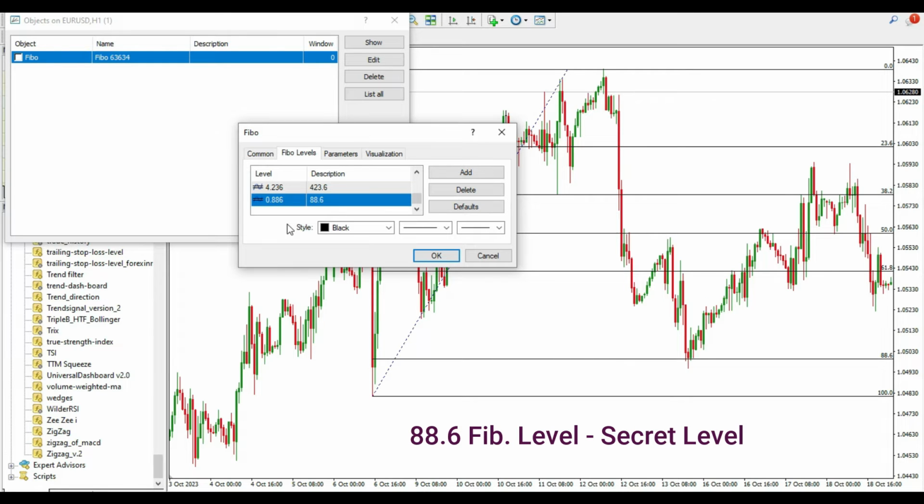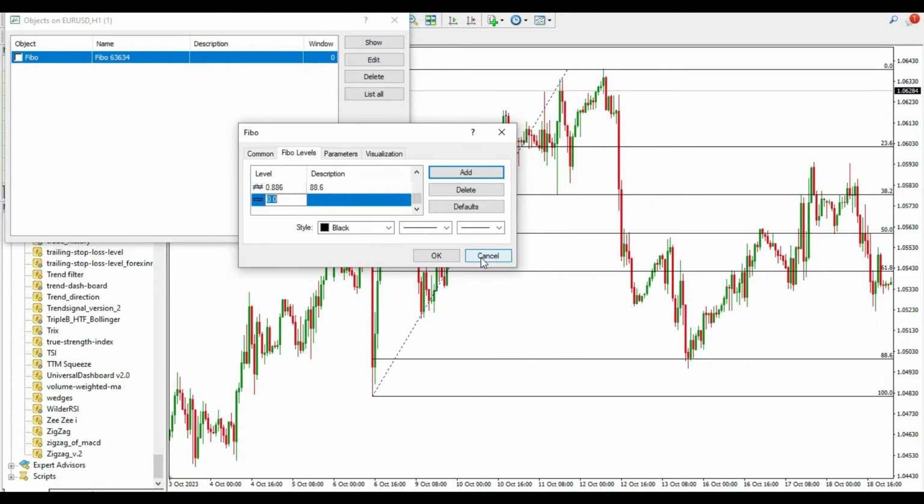This is the final level where, if the price doesn't break it, usually we'll try to find a new low or new high. I just want to tell you how to add this. You just go here, click add, put in 0.886, put a description, and that's it. So it's very easy to add the 0.886 level.